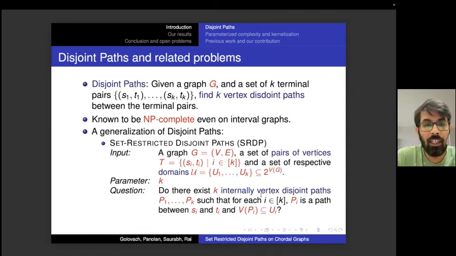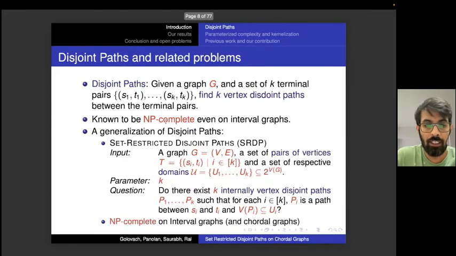So this is clearly a generalization of the disjoint paths problem because we can keep all these domains to be the vertex set of G, which is V. And then this is exactly the disjoint paths problem. So of course, since this is a generalization, this is also NP-complete on interval graphs and also on chordal graphs because chordal graphs are a superset of interval graphs.